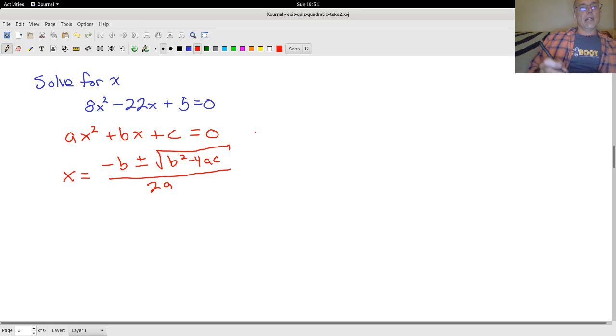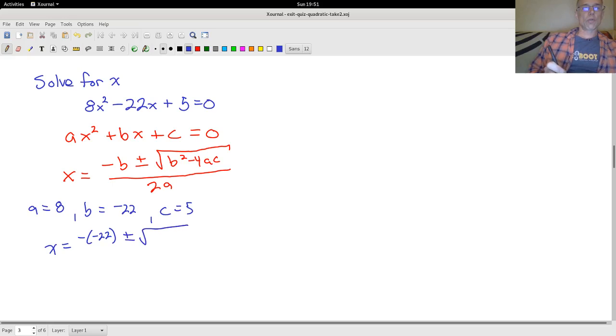And it's just a matter of identifying a, b, and c. So let's see. A, I believe, equals 8, and that's an 8, not a 9. And b equals negative 22, make sure you get the sign right, and c equals 5. So then I just, in this formula right here, replace. So x is the opposite of negative 22, plus or minus the square root, and make that big to make sure I have room, b squared, so negative 22 squared minus 4 times a is 8 and c is 5, all over 2a. So that would be 2 times 8.